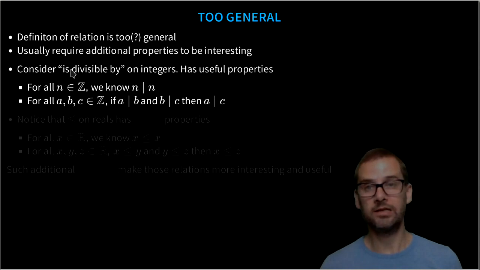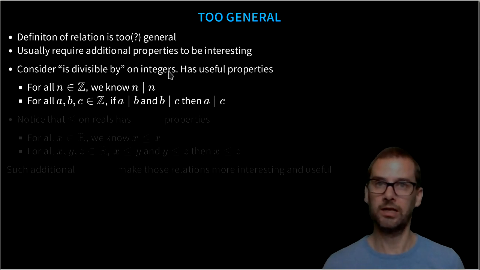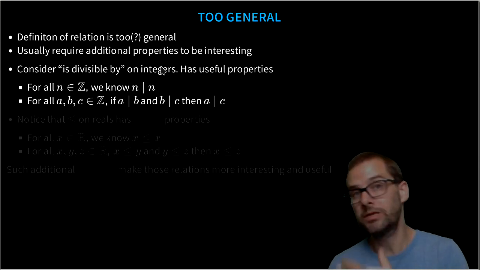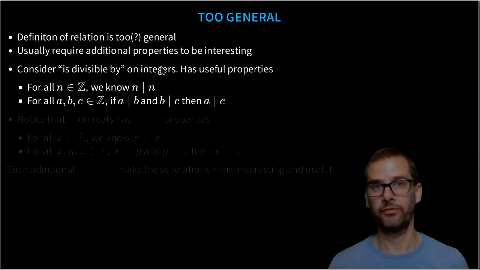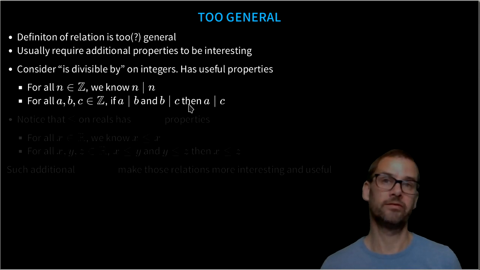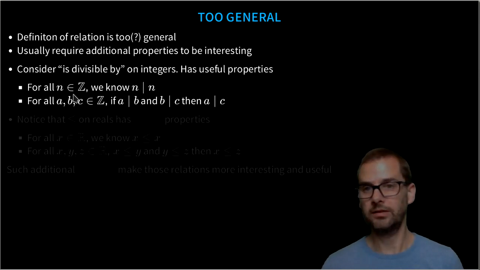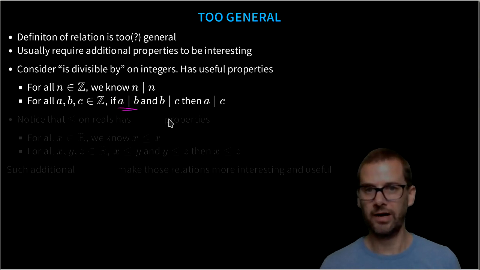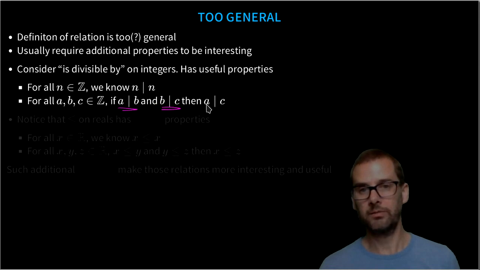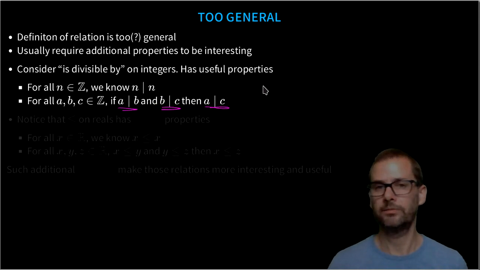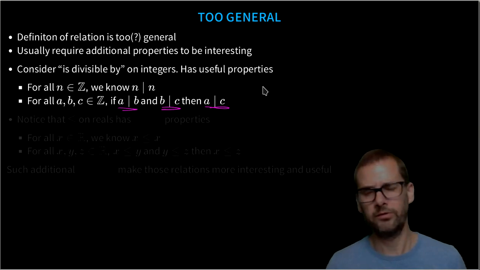If we consider "is divisible by" on the set of integers, this has some useful properties that we have already used when we were playing around with some of our basic proof examples earlier. Namely, for all integers n, we know that n divides n. And for all integers a, b, and c, if a divides b and b divides c, then we know a divides c. That's not so hard to prove, but it turns out to be quite useful. We may have used that already, either in homework or in some examples.